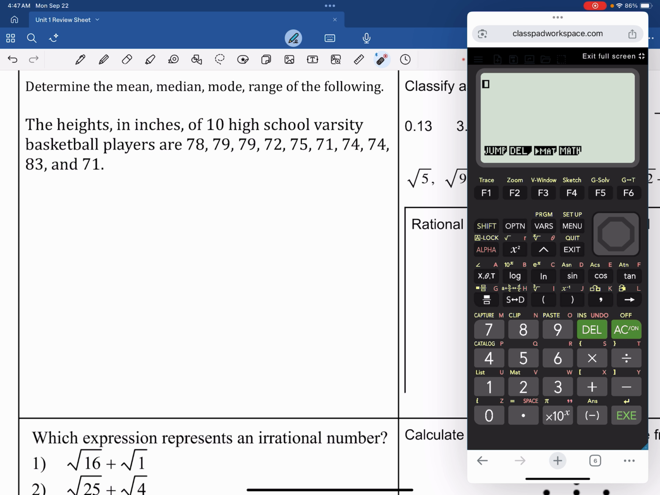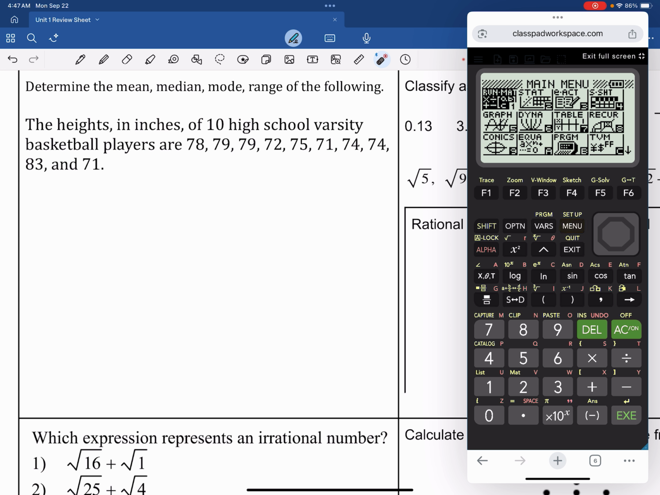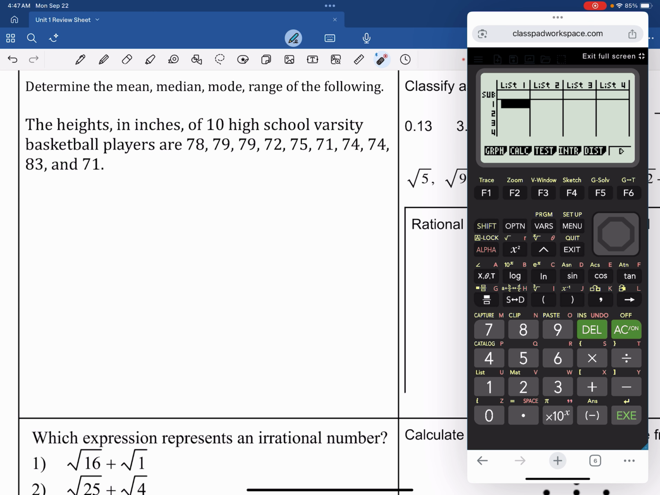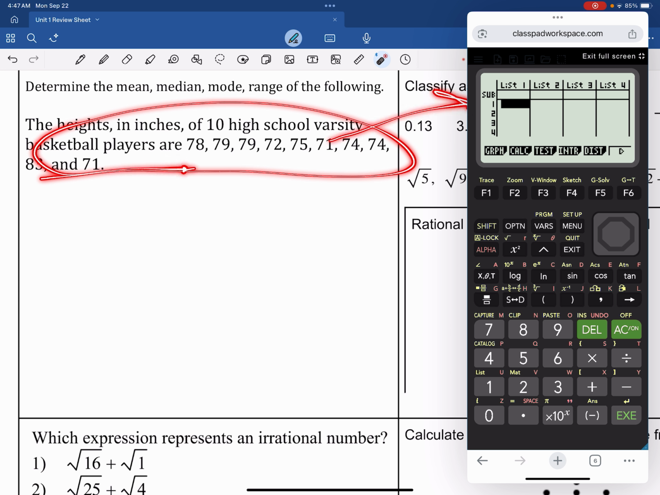What you want to do is go to Menu, Stat, hit enter, and then you should have a clear list. If you don't have a clear list, go to the number and hit delete, delete, delete until it's clear. Once your list is clear, go ahead and enter all the numbers in the data set into your calculator, and you don't need to organize it. The calculator will arrange it from least to greatest for you.